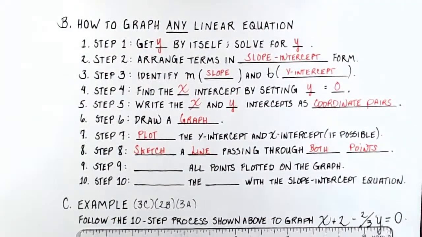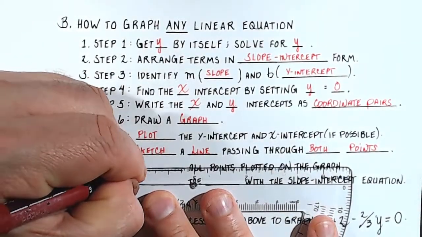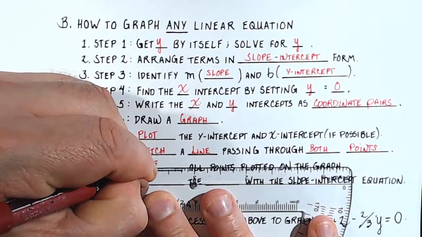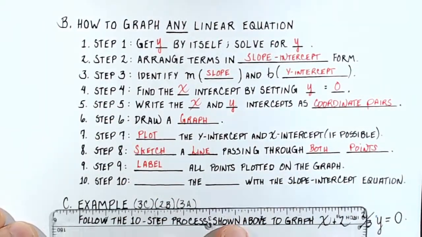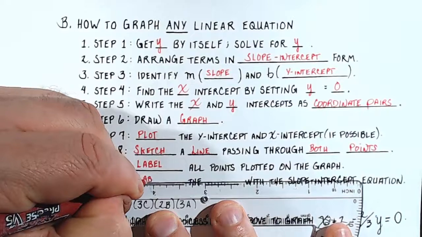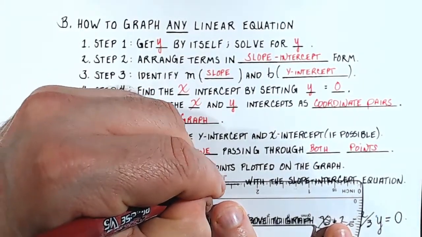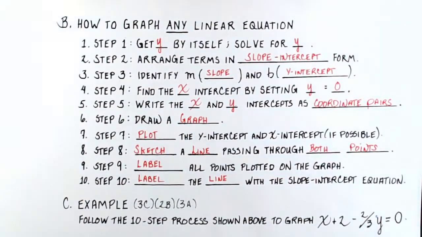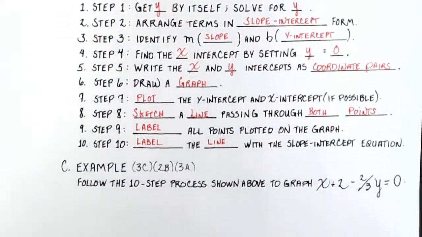Step 9, label all points plotted on the graph. Okay, we'll make sure we want to label all those points because we don't want to forget what they represent, especially the x and y intercepts. Step 10, label the line with the slope-intercept equation. So we want to label the points, x and y-intercept for sure, and also the line itself with the equation in slope-intercept form. Okay, so let's apply these 10 steps to an example.